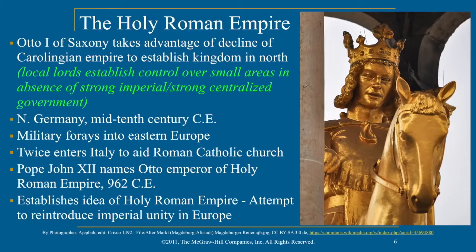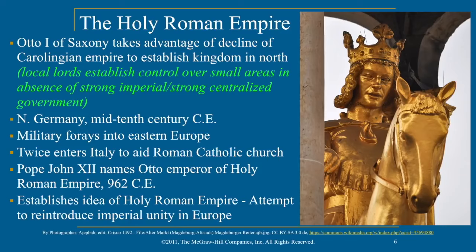He makes some military forays into Eastern Europe. He twice enters Italy to aid the Roman Catholic Church. Pope John XII names Otto the Emperor of the Holy Roman Empire in 962 CE. Now, this establishes the idea of the Holy Roman Empire, an attempt to reintroduce imperial authority into Europe.